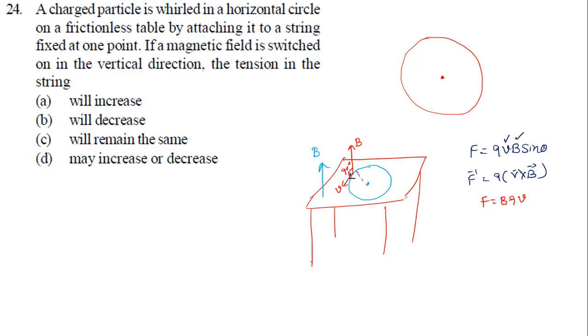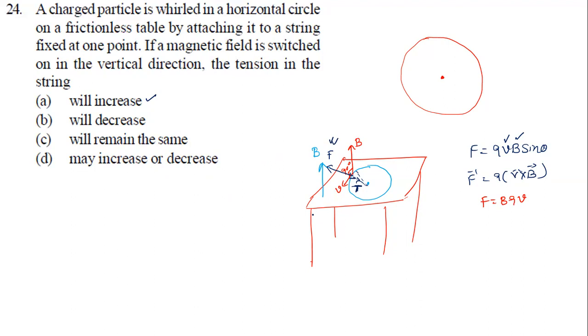Now in what direction? You need to use Fleming's left hand rule, or you can use the right hand rule. Taking the vector from V to B, the force will be acting in the outward direction, perpendicular to the velocity. So tension will be acting downward, right? Since the force is acting outward, the tension is going to increase. So the answer is that it will increase. That is only one possible case.